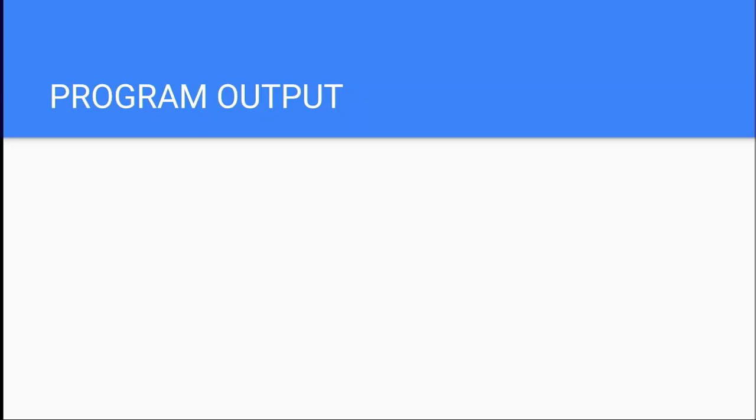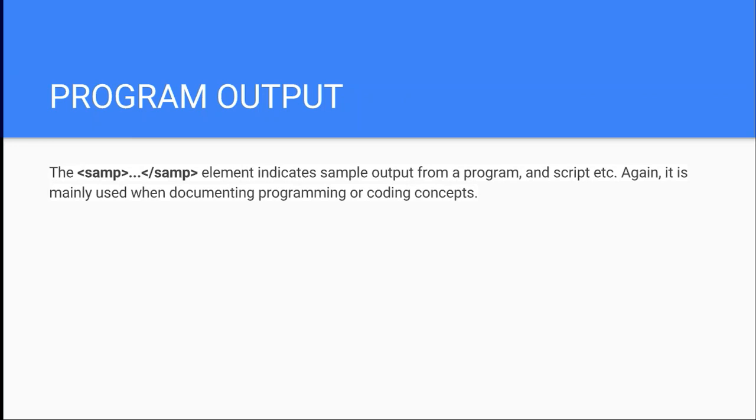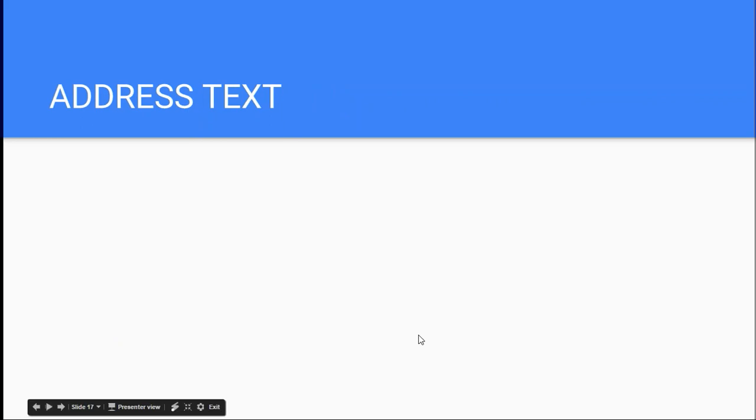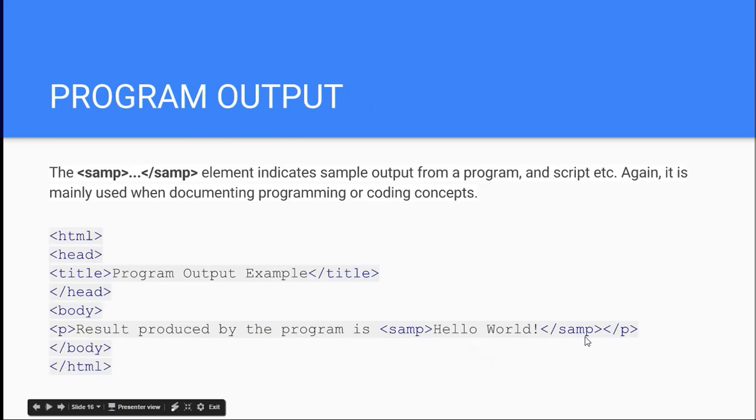And the next one is program output, the SAMP and /SAMP. Sorry, SAMP and /SAMP element indicates the sample output from a program and script, etc. Again, it is mainly used when documenting programming or coding concepts. So let's see the example here. Here, the result produced by the program is SAMP, hello world, /SAMP. Let us try this.